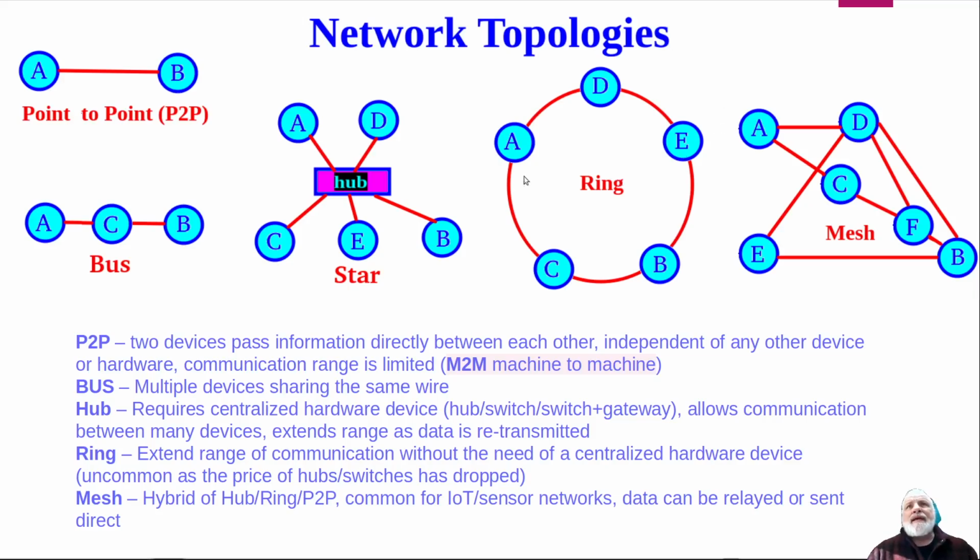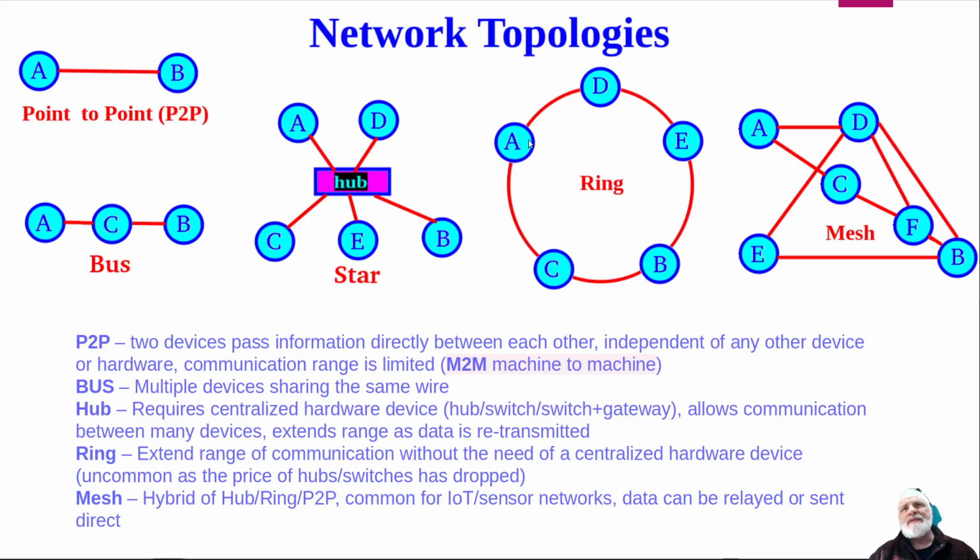Then there's a ring. The problem with the hub is that if the hub itself or the switch goes down in the star type network, then nobody can communicate. So another method was what they called the ring. The idea here is all the devices, it's kind of like a bus, but the difference is that with a bus, if something goes wrong with the wires, communication is lost. But the idea with a ring is that you have two paths for communications.